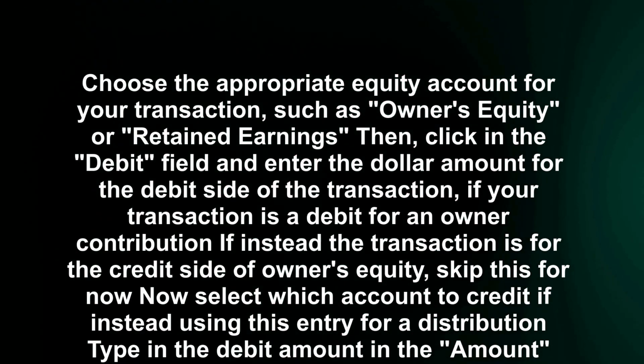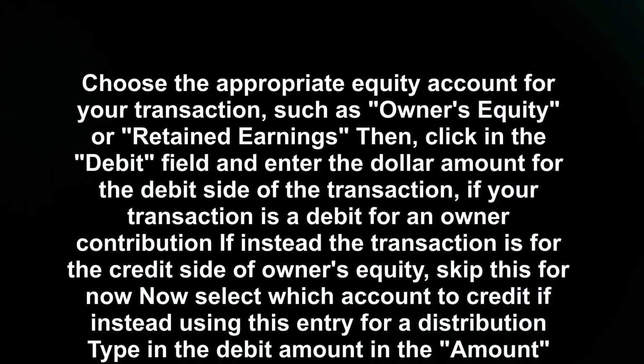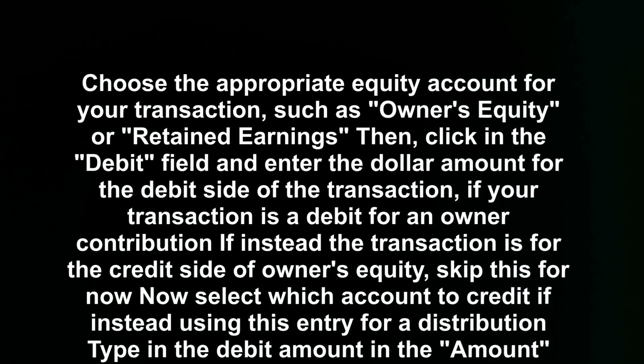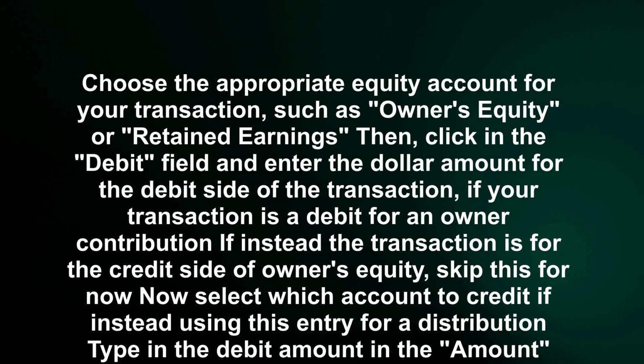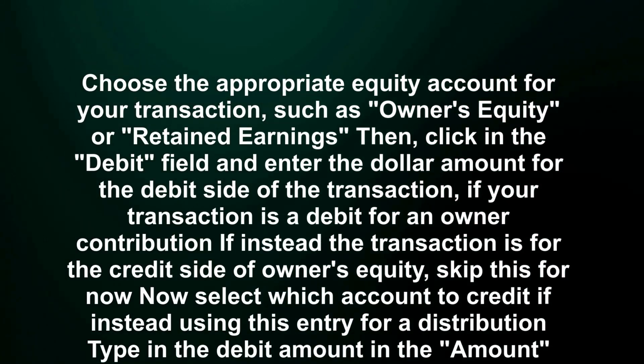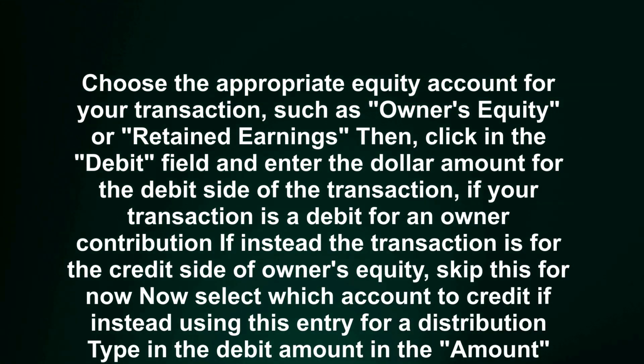If your transaction is a debit for an owner contribution, if instead the transaction is for the credit side of owner's equity, skip this for now. Now select which account to credit. If instead using this entry for a distribution, type in the debit amount in the amount category.